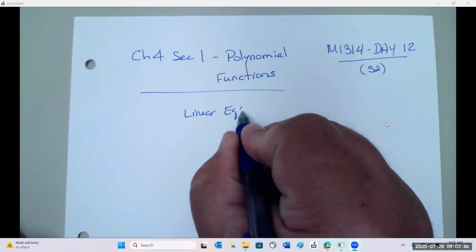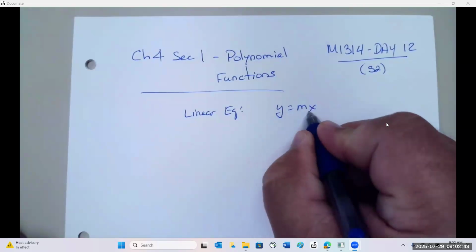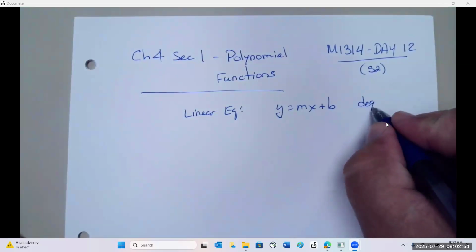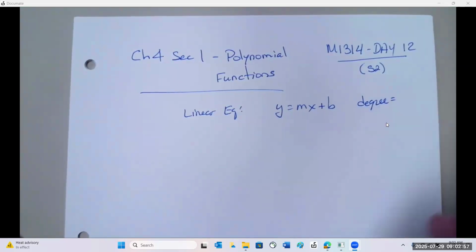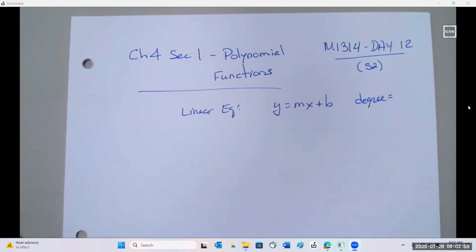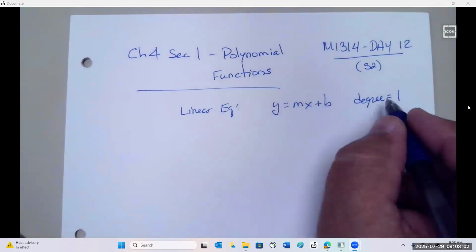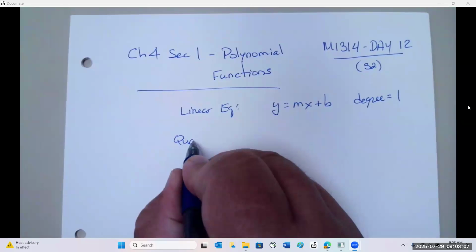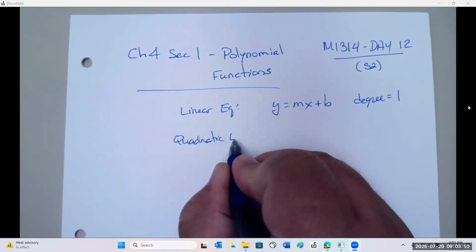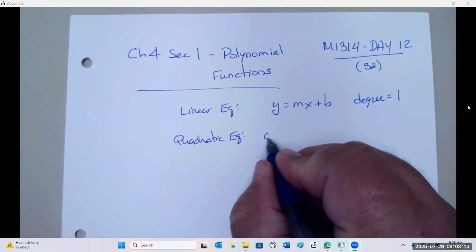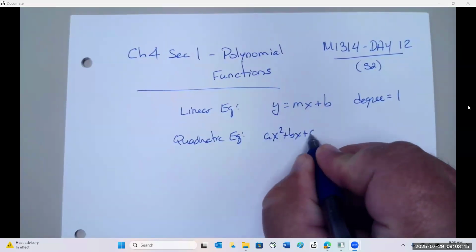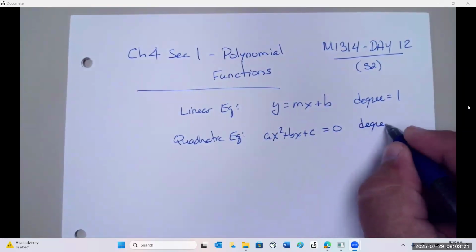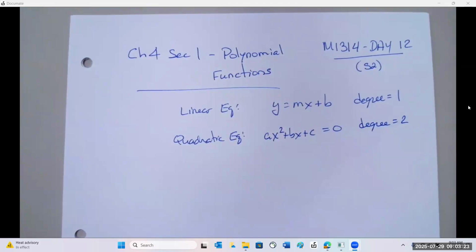Linear equations look like this. What's their degree? What's the degree of a linear equation? 1. The degree is the exponent of x. Quadratic equation: ax squared plus bx plus c equals 0. The degree of that one was 2.